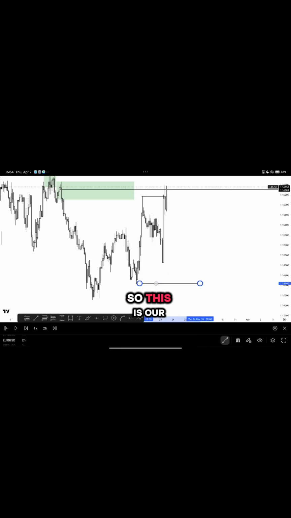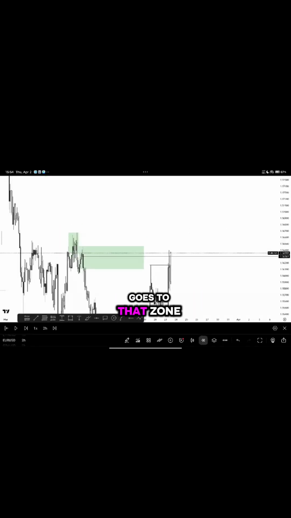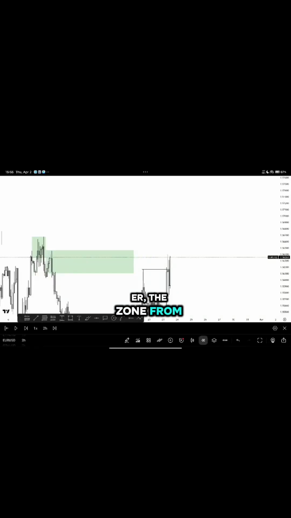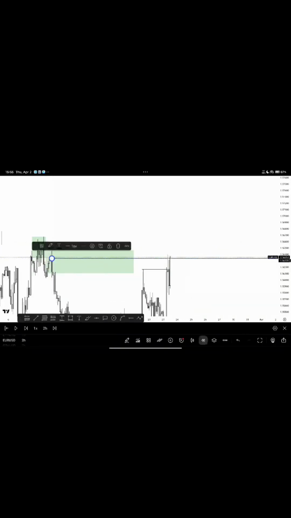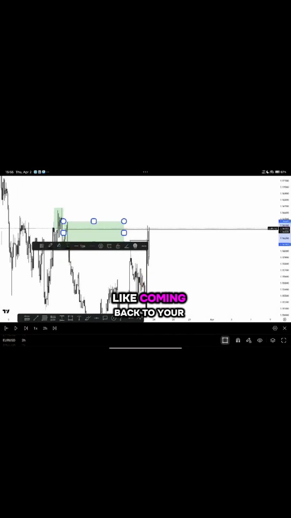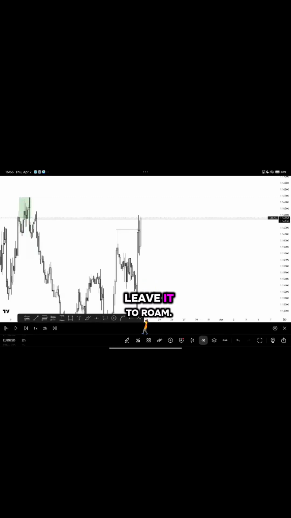So this is our CRT low, and price actually goes to that zone that we marked. I marked out the zone from the wick, but this is the body of the whole movement. You can see the body. So if you don't have time for refinements, you can just place it like this and leave it to run.